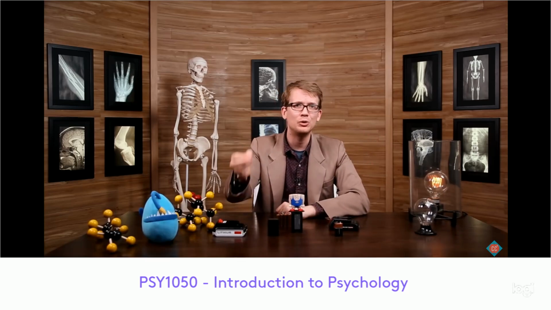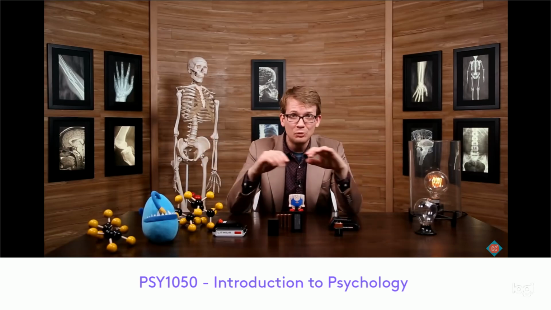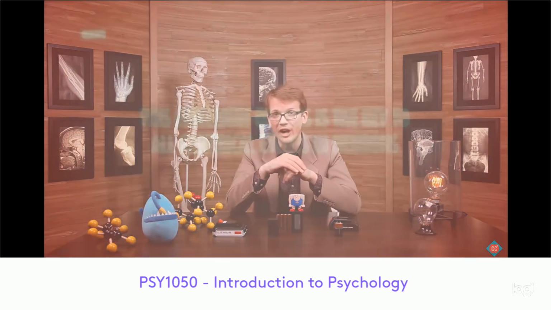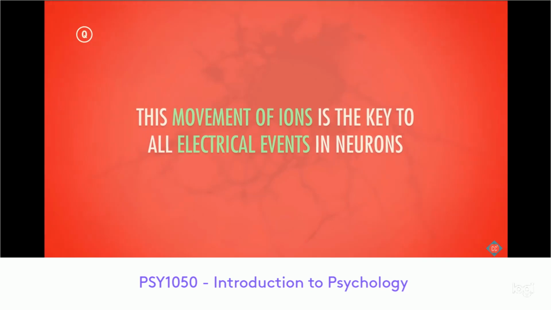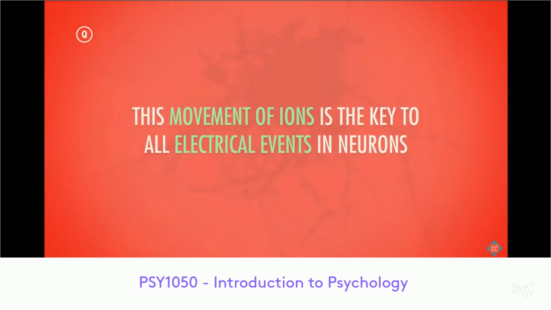In any case, when the gates do open, ions quickly diffuse across that membrane down their electrochemical gradient, evening out the concentrations and running away from other positively charged ions. This movement of ions is the key to all electrical events in neurons, and thus is the force behind every single thing we think, do, and feel.